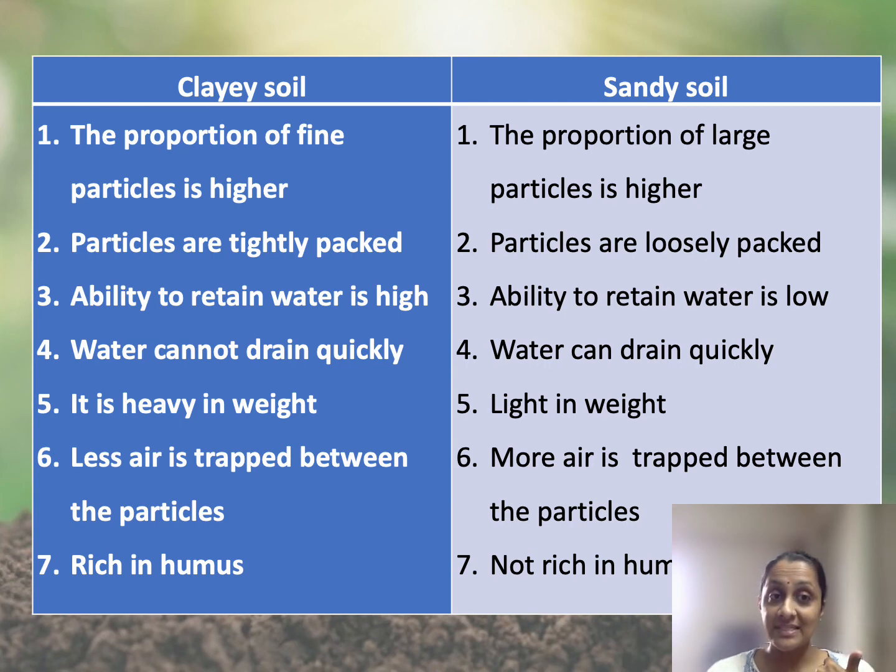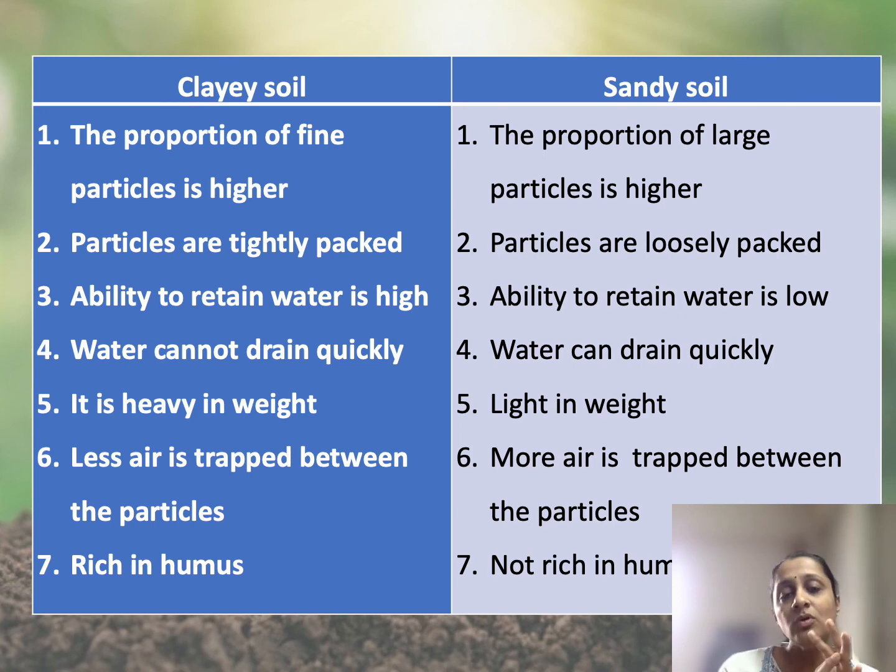If the water retention capacity is high, the water is going to be retained, so it is not going to drain very quickly. While in sandy, it is completely draining. Then clay is heavy. I told you the reason: it is going to absorb the water. While in sandy, it is very light in weight. In clay, very little air is trapped because the pores between the particles are very small. While in sandy, more air is trapped. Clay is going to be very rich in humus because it is sticky, wet, lumpy, so all the dead organic matter is going to mix into it very easily. While sandy soil is not going to be very rich in humus.